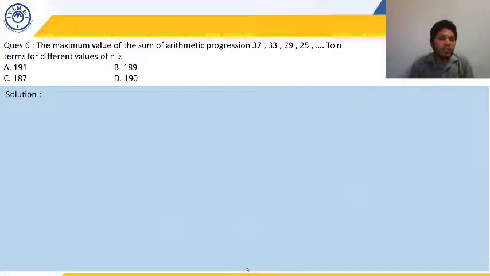If we take n equal to 2, then there will be two terms, 37 and 33. So the sum is 37 plus 33.